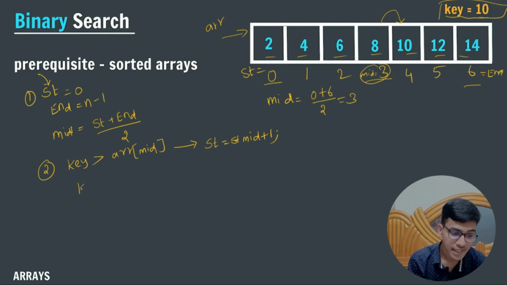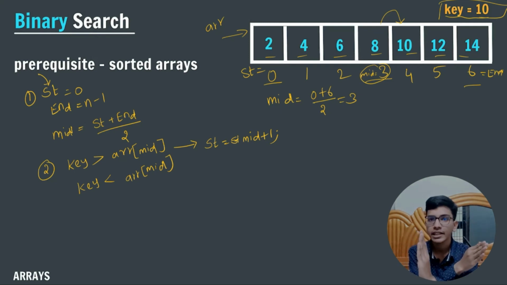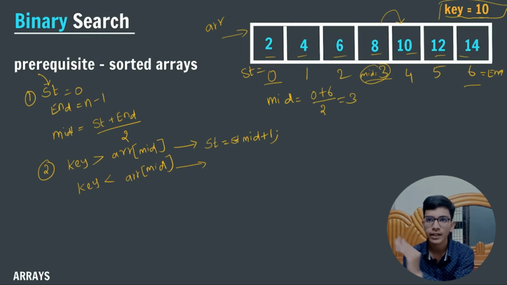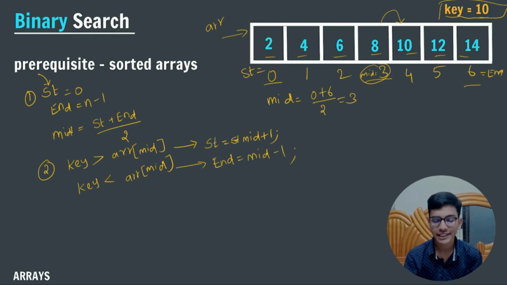If in the second step, key is less than our mid, that means that our mid is greater than the value of key. That implies that this is our mid and our key lies here. So in this scenario, we will change the value of end. When key is greater, we will change the value of start. When key is less than the mid, then we will change the value of end. So this is the logic here. We will do end is equals to mid minus 1, right?